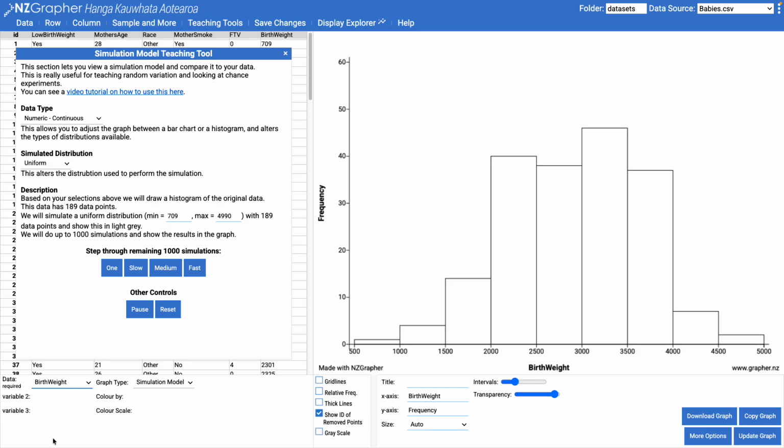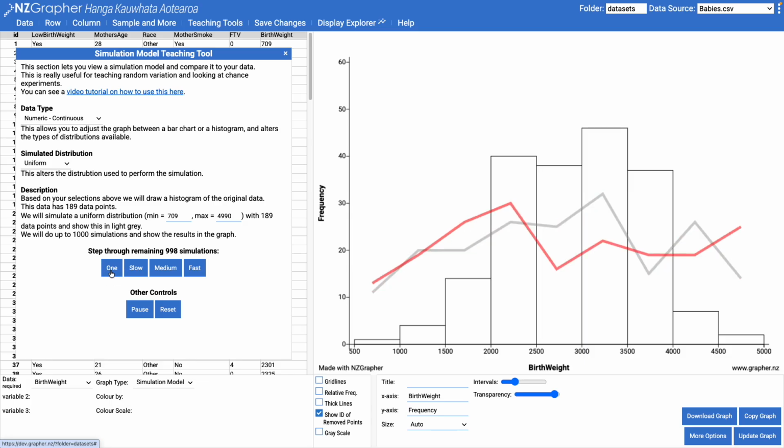So we're going to start off with a uniform distribution because that's a nice distribution to use for continuous data. And we're going to do one random simulation. So what this simulation does is it goes through and assuming that we've got a uniform distribution with a minimum of, in this case, 709 and a maximum of 4990, which matches what's in the original data. You can change those parameters if you want to. It will go through and work out a simulation based on the number of data points you had in your original data. So I can do another one, and the previous ones fade into grey on there.